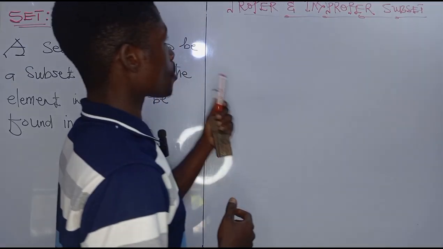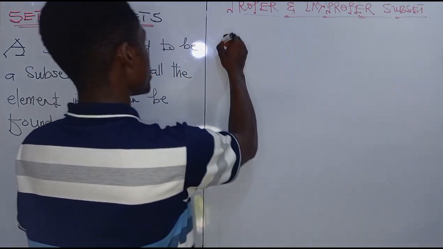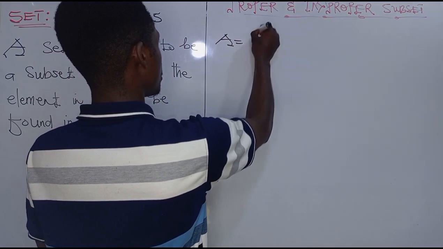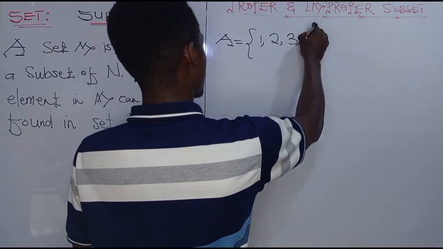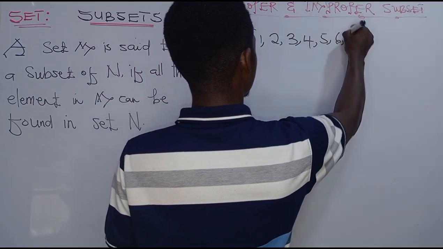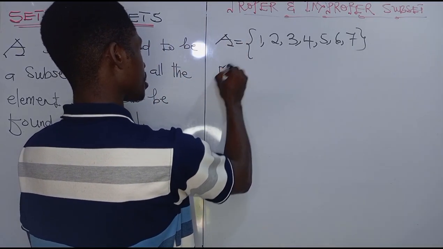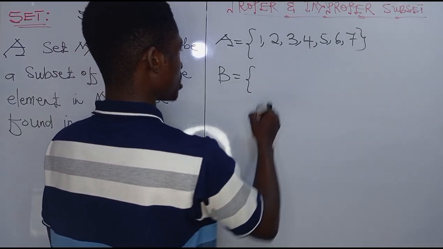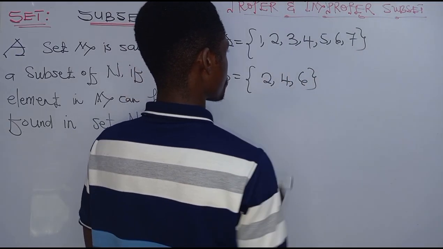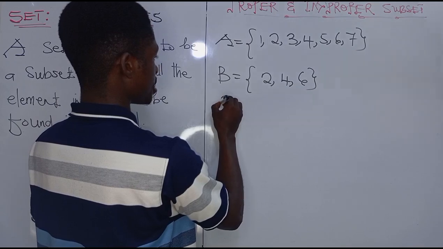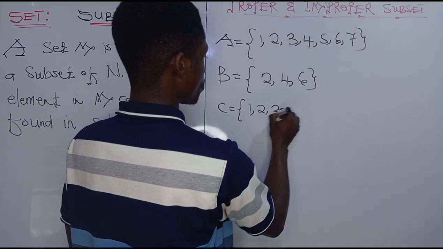So we are looking at proper and then improper subsets. Let's consider set A, which contains the elements 1, 2, 3, 4, 5, 6, and then 7. And then we have another set B, which contains the elements 2, 4, and then 6. And then let's consider another set C, which contains the elements 1, 2.